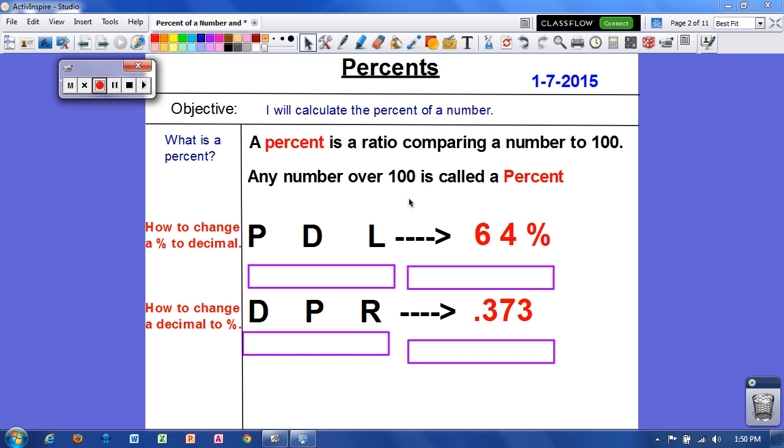Hey guys, alright, today we are talking about percents. Your objective today: you will calculate the percent of a number. Make sure you write down everything that I write down and anything that you need to fill in the blank on your notes.